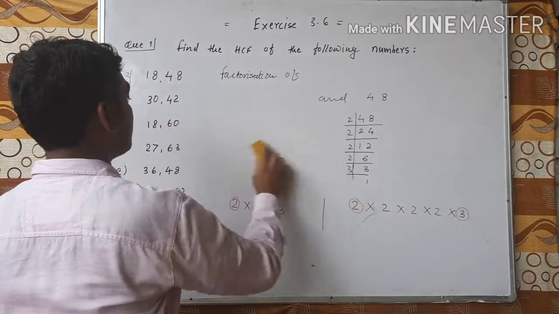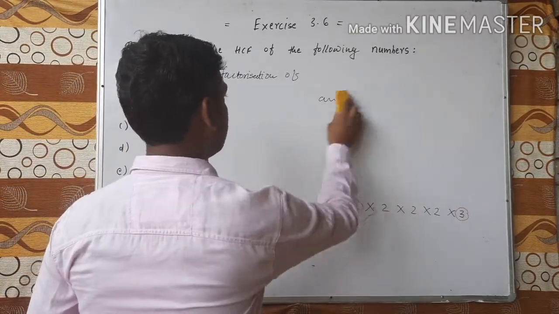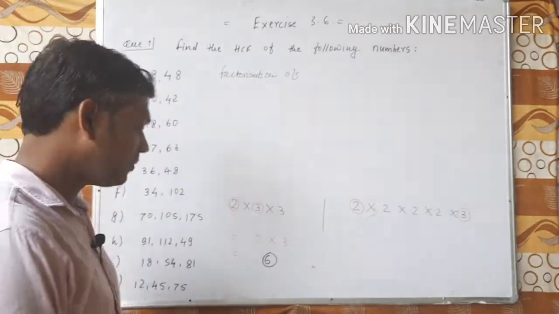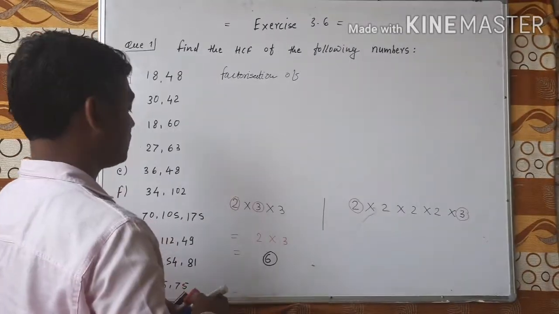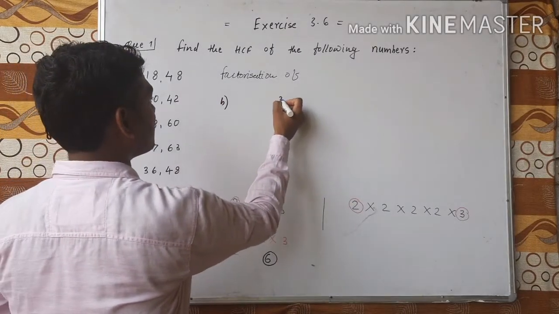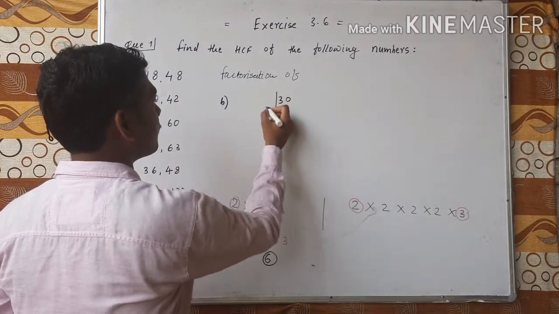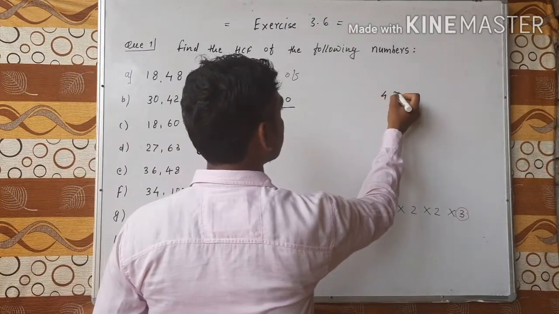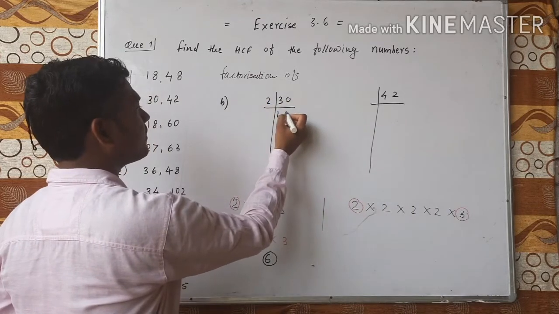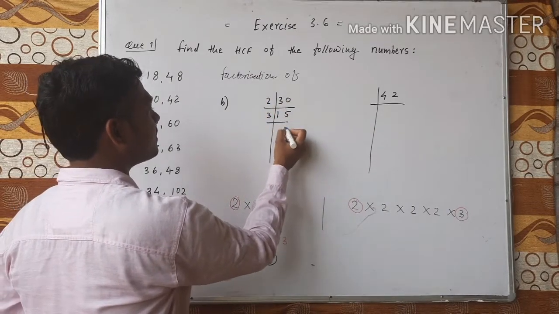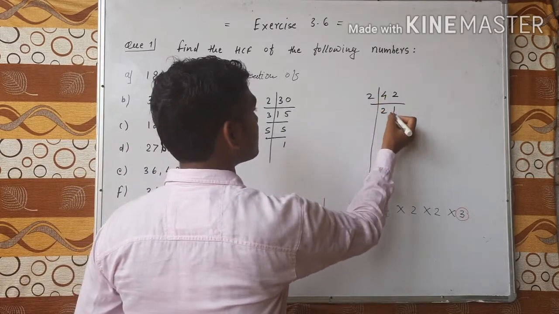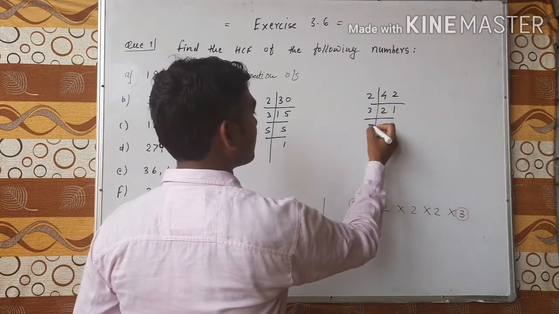Similarly we can find the prime factors for question number 2. So first we find the factors of 30 and similarly 42. So 30 is divisible by 2, 2 fifteens are 30, then 3 fives are 15, and finally 5 ones are 5. And 42: 2 twenty-ones, 3 sevens are 21, and 7 ones are 7.